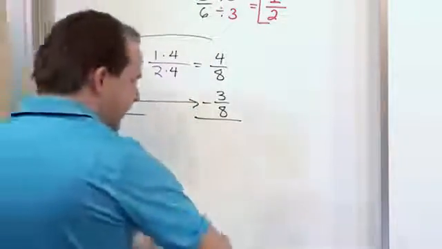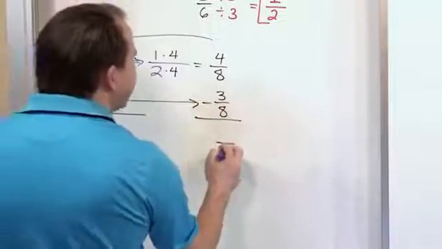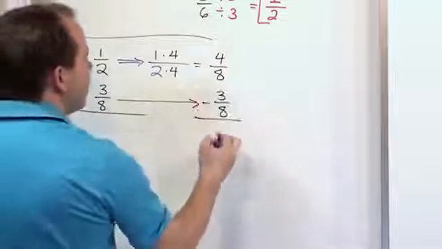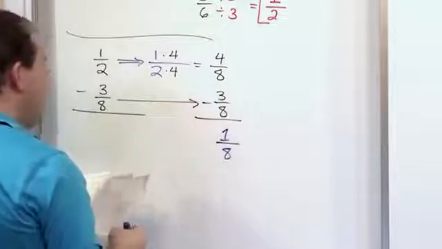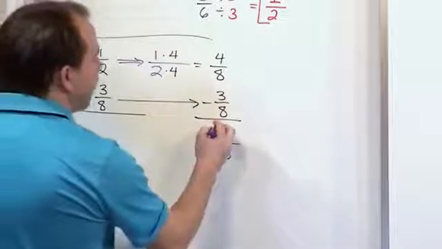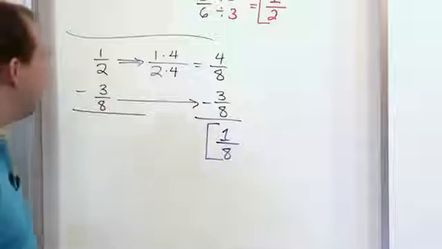But here we can see that since we have a common denominator of 8, it just comes along for the ride. And then we take 4 minus 3 for the numerators, which gives us 1/8. Now we check and see if it's fully simplified, and it is. I can't really subtract or divide top and bottom or anything to make that simpler. So 1/8 is the final answer for that subtraction.